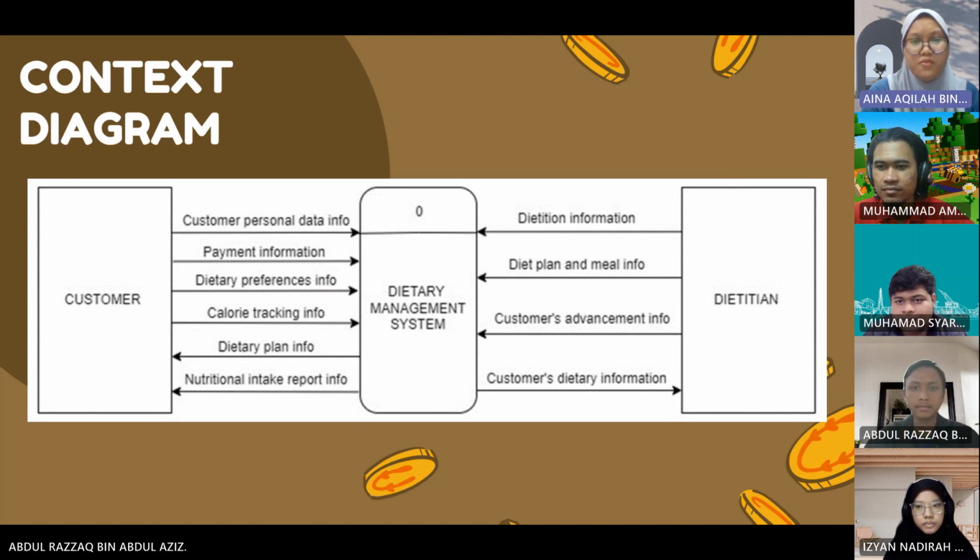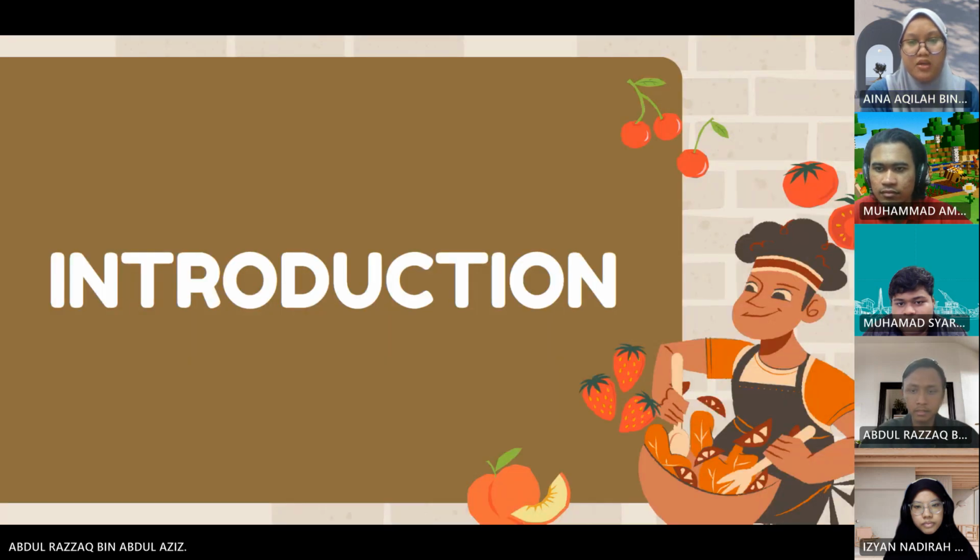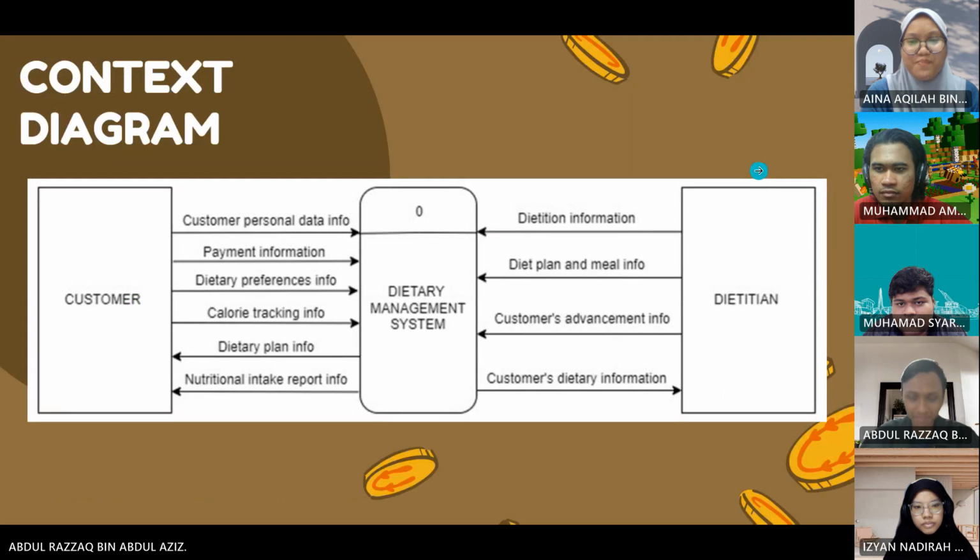The dietitian will give the information to the system. Example, the dietitian information, diet plan and customer advancement. And the system will give the customer and dietitian as the output.